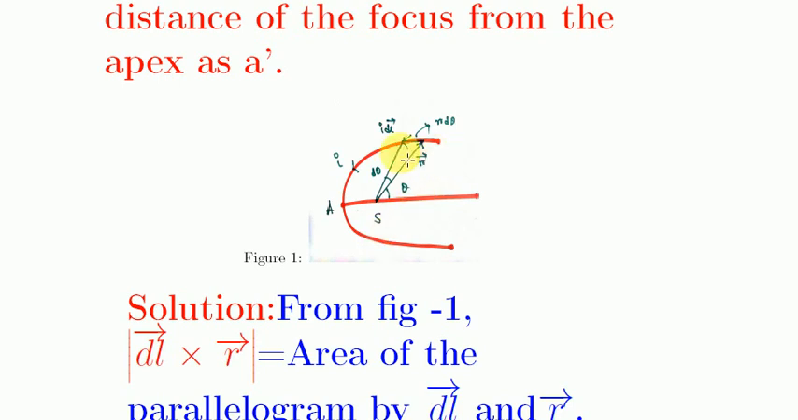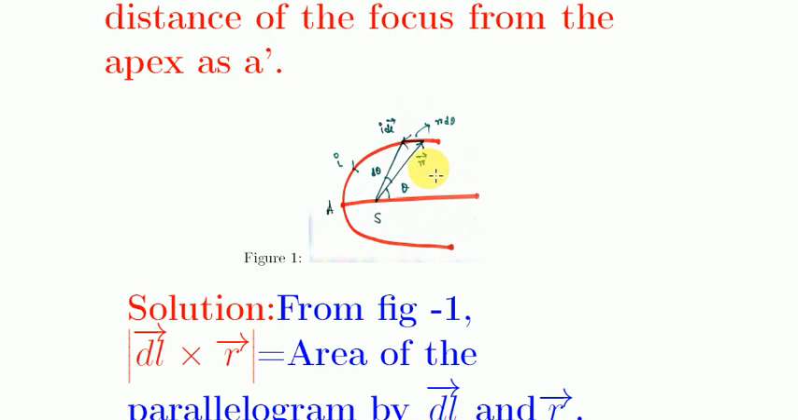And here I dl is the current element, and dl is a very small length, a differential or elementary length, which is equal to r d theta, where r is the position vector of a point on this parabola with respect to the focus of this parabola, that is S.